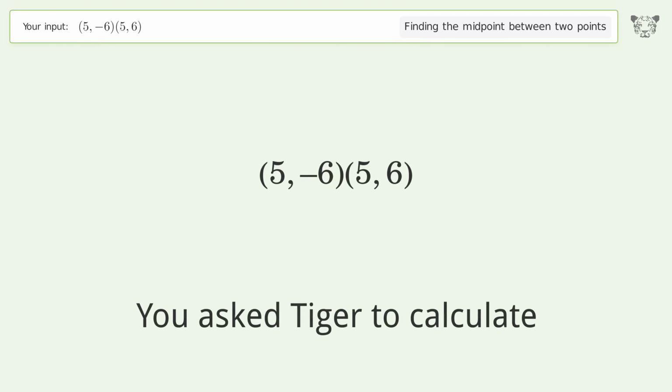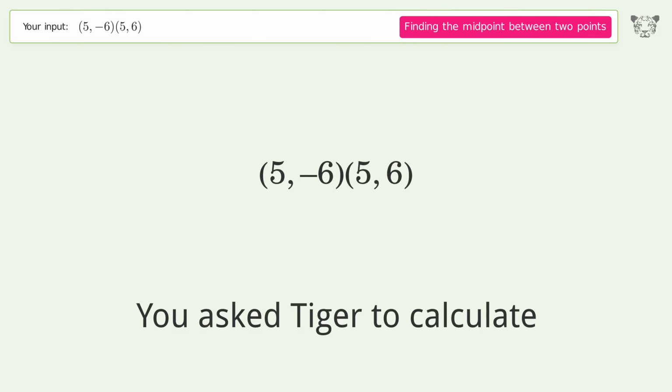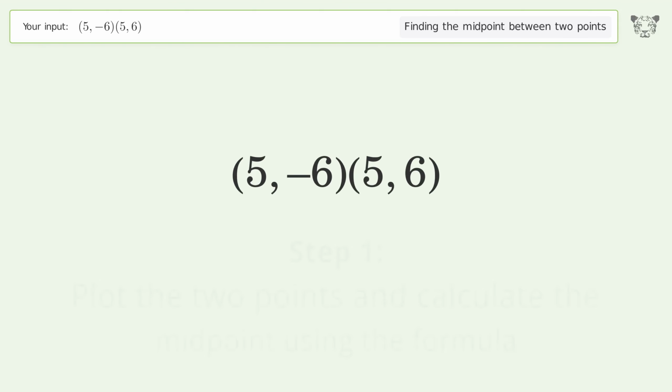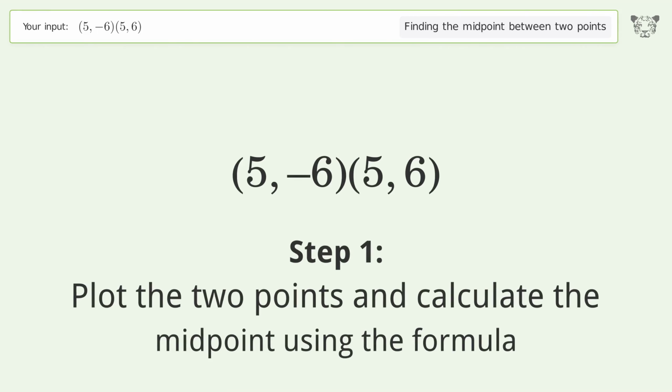You ask Tiger to calculate. This deals with finding the midpoint between 2 points. The midpoint between the 2 points is 5, 0. Let's solve it step by step. Plot the 2 points and calculate the midpoint using the formula.